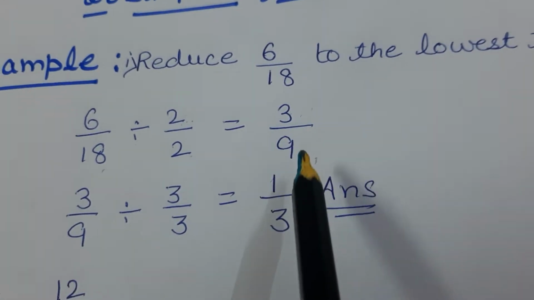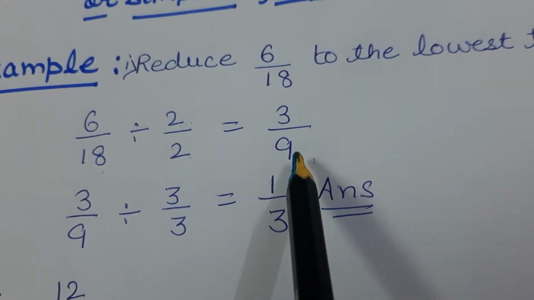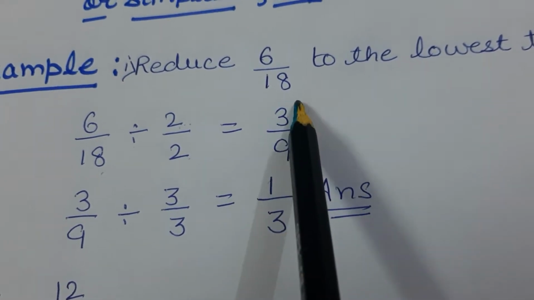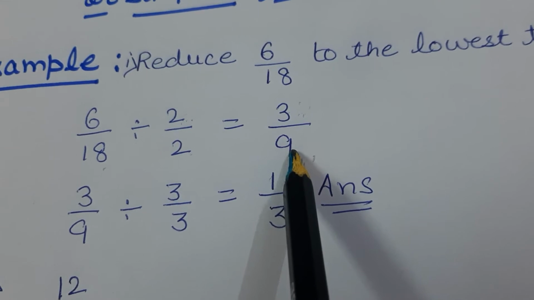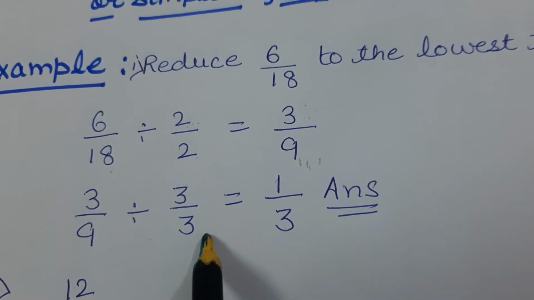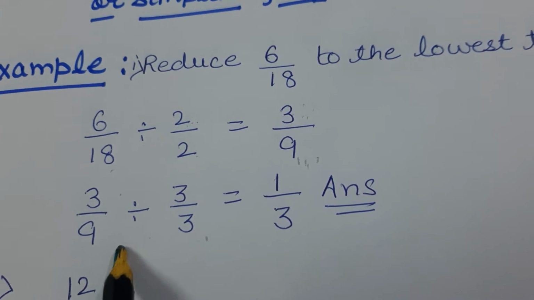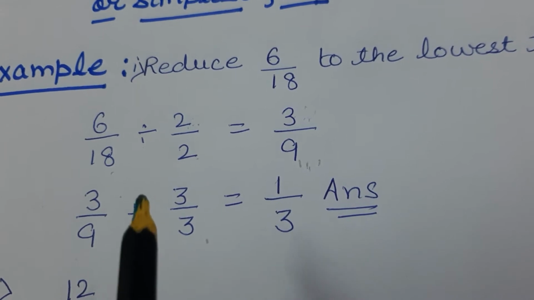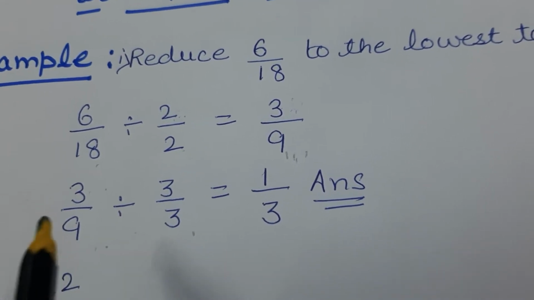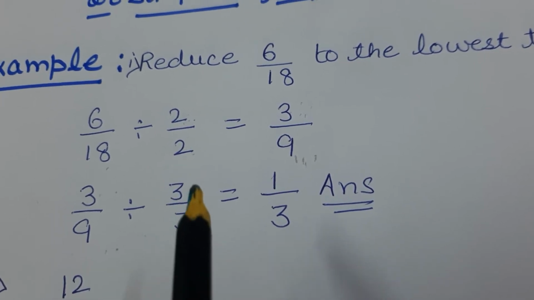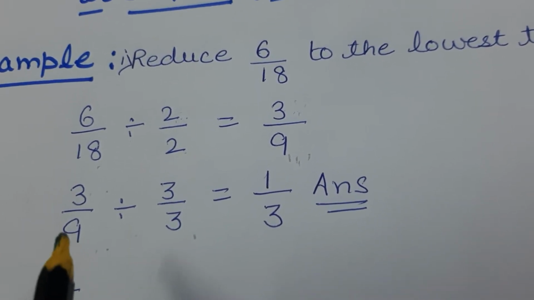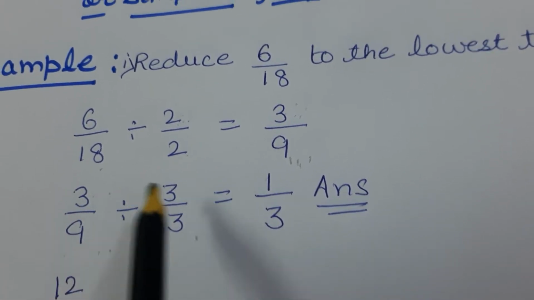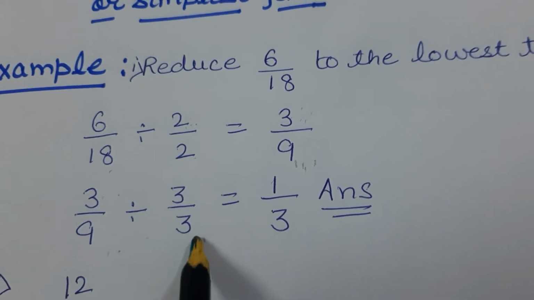Now if you observe this fraction again, you can see there is one more common table: both come in 3's table. So in the next step we will divide both numerator and denominator by 3. Whenever we multiply or divide, we do that operation with both numerator and denominator. This is the condition of fractions, so that the parts remain the same.